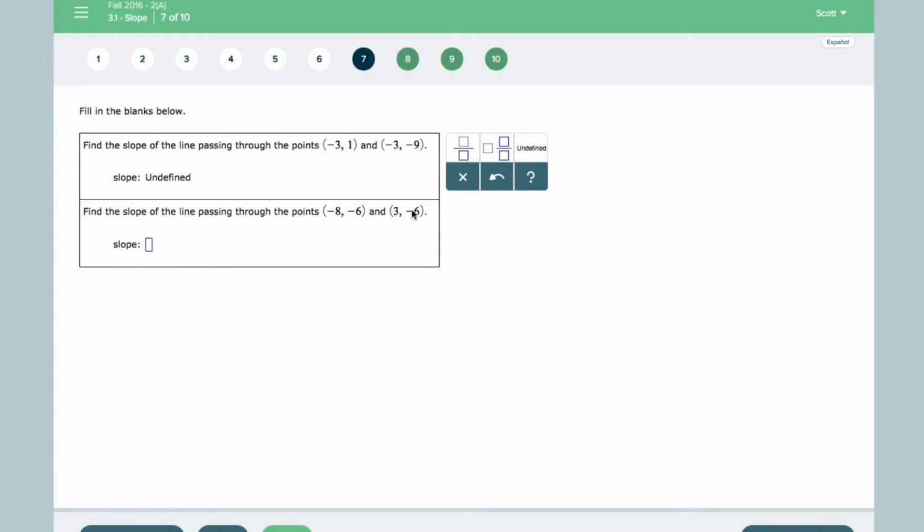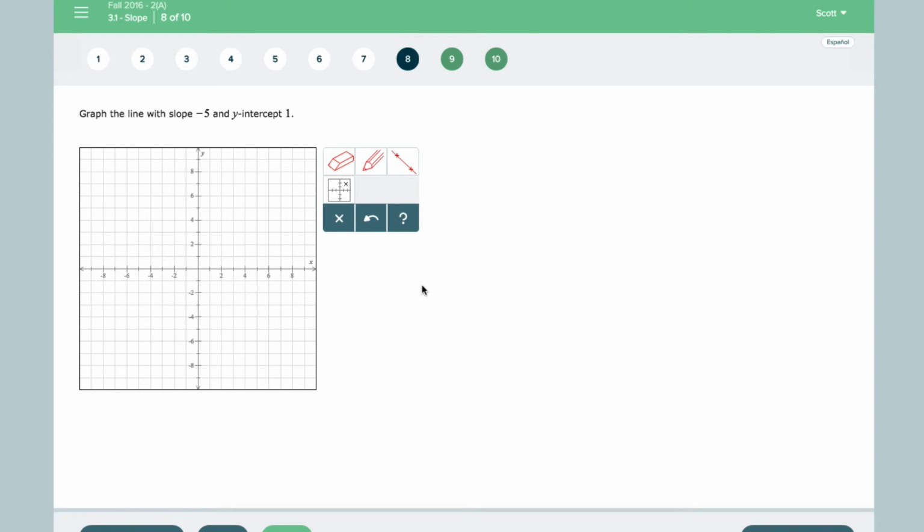So let's look at this one. Negative 6 minus a negative 6, that's 0. 3 minus a negative 8 is 11. 0 over 11 is the same thing as 0. So number 7 is trying to make you find the difference between a 0 slope and an undefined slope. Number 8, graph the line with a slope of 5 and a y-intercept of 1.